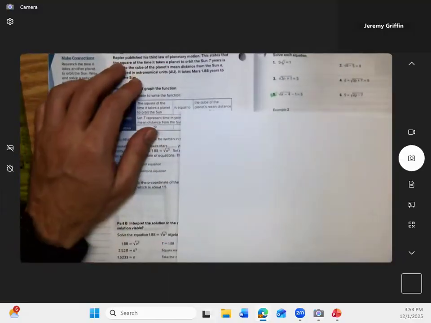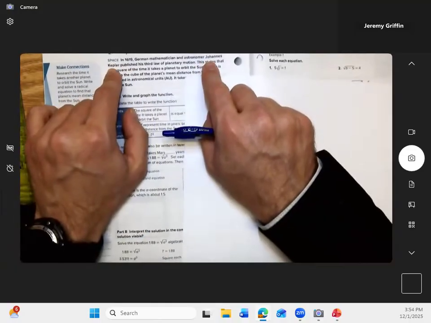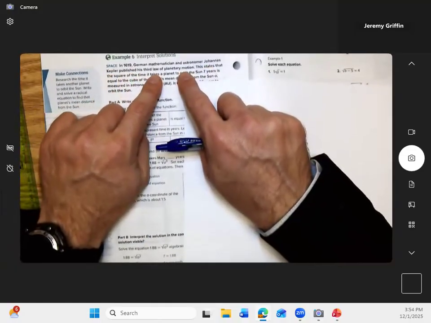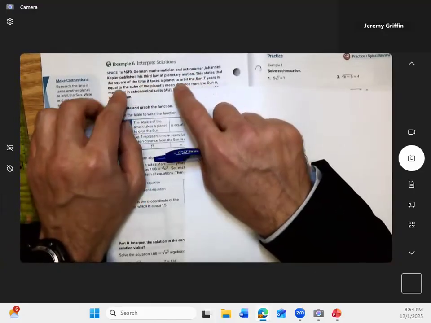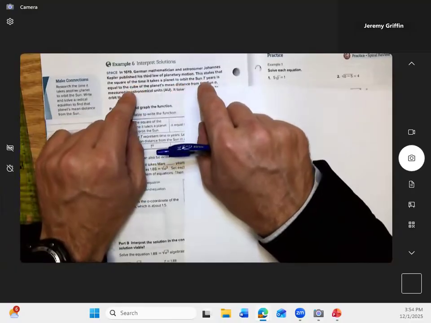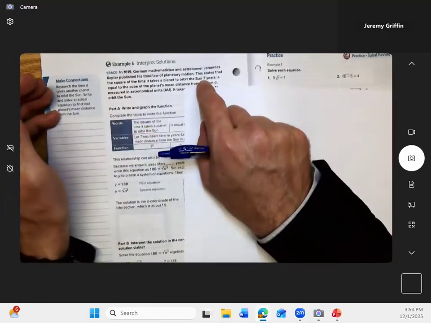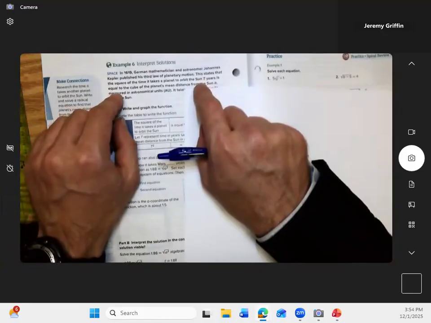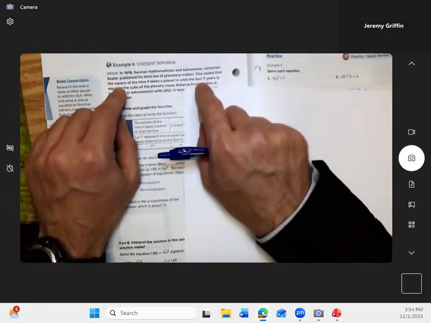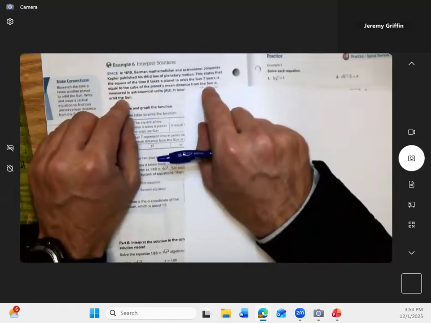All right, and last example. We got a word puzzle. In 1619, a German mathematician and astronomer, Johannes Kepler, published his third law of planetary motion. This is one I cover in my physics class if you want to learn more about that. This states that the square of the time it takes for a planet to orbit the sun, capital T, so for Earth that could be 365 days or 1 Earth year, the square of that time is equal to the cube of the planet's mean distance from the sun.